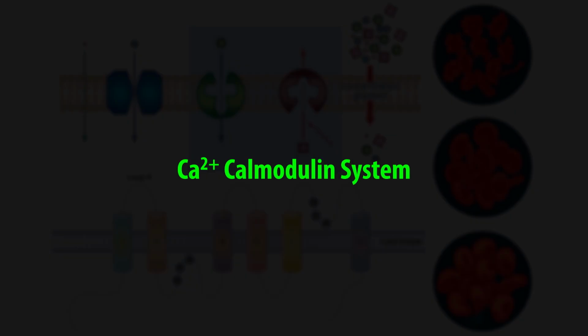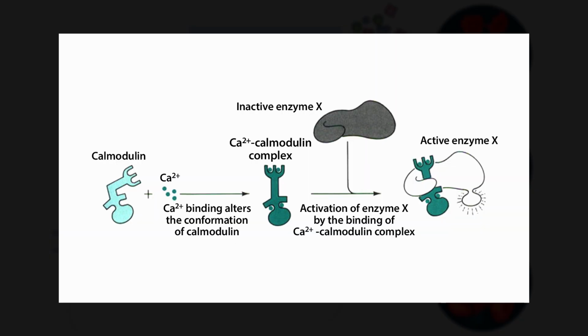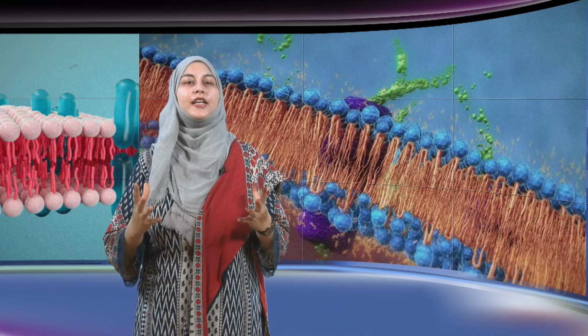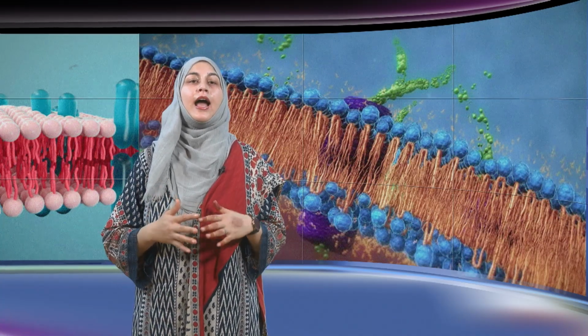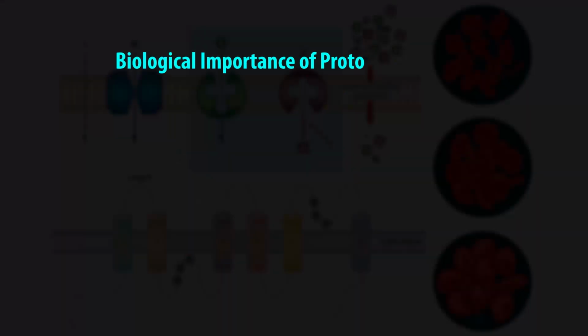Next are the calcium-calmodulin systems. The calcium-calmodulin systems regulate transport via calcium binding to calmodulin, activating channels like IP3 receptors for signal transduction. Dysregulation contributes to cardiac hypertrophy and neurological disorders. The biological importance of proton pumps.